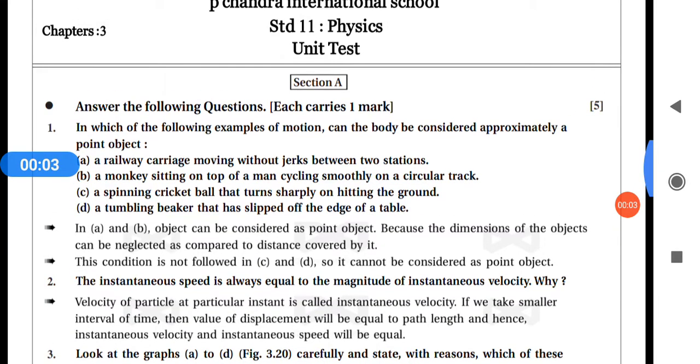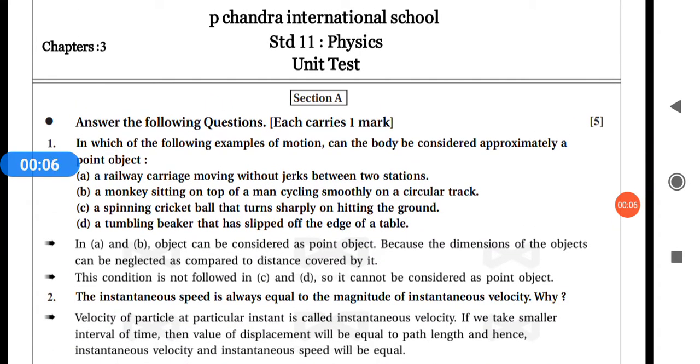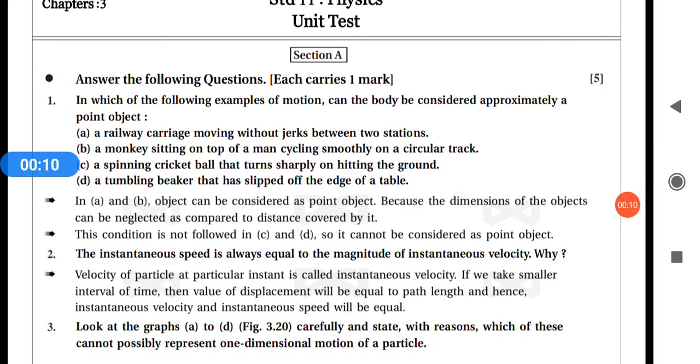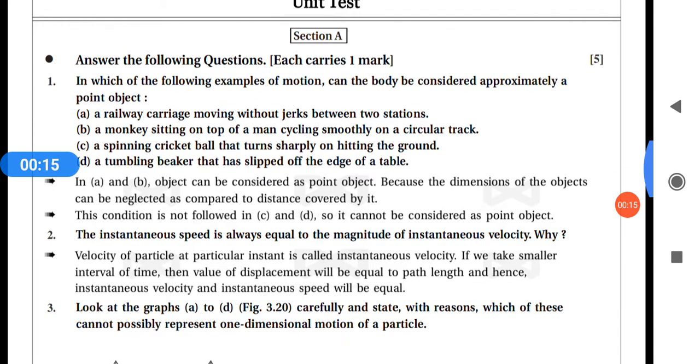Today we are discussing Class 11 Physics, chapter number 3. In this chapter we will discuss the exercise. So first of all, our first question is: in which of the following examples of motion can the body be considered approximately a point object?